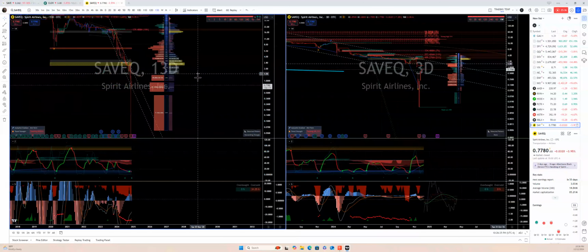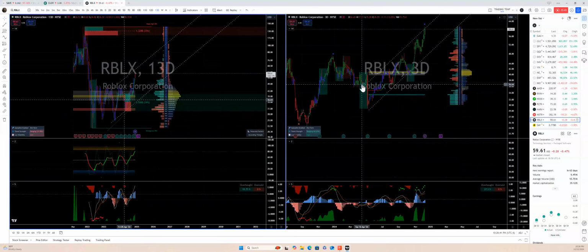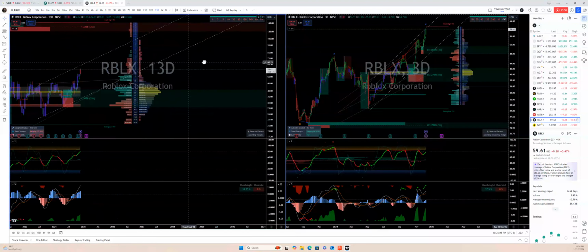Okay. All right, so that's that. Now let's go to Roblox. Now Roblox, I like looking at this stock. This is a sexy chart right here. Woo-wee. All right, let me tell you why it's sexy.